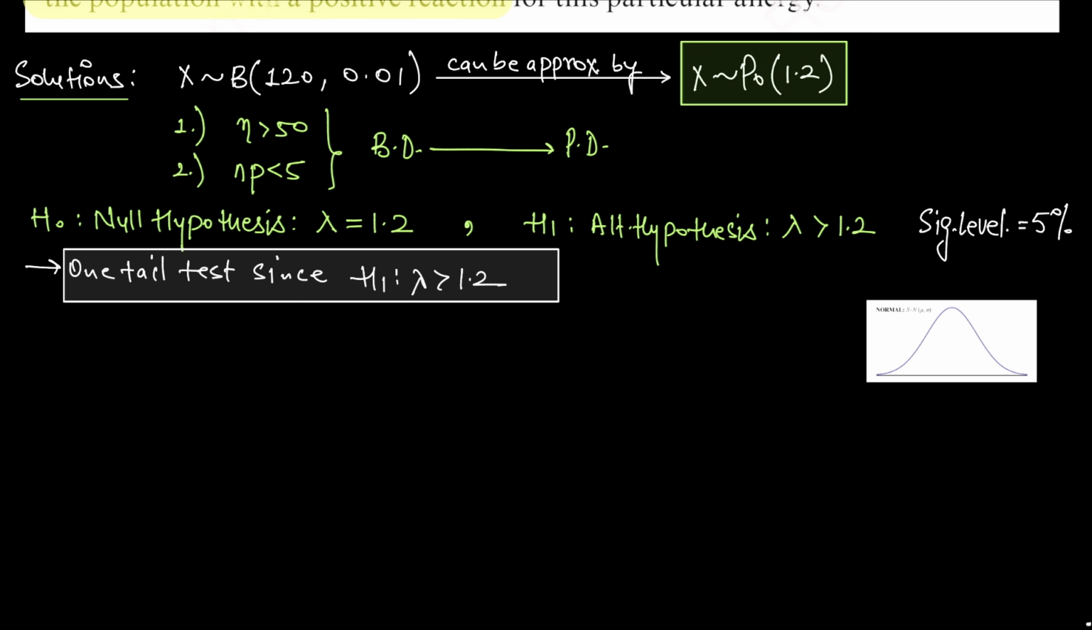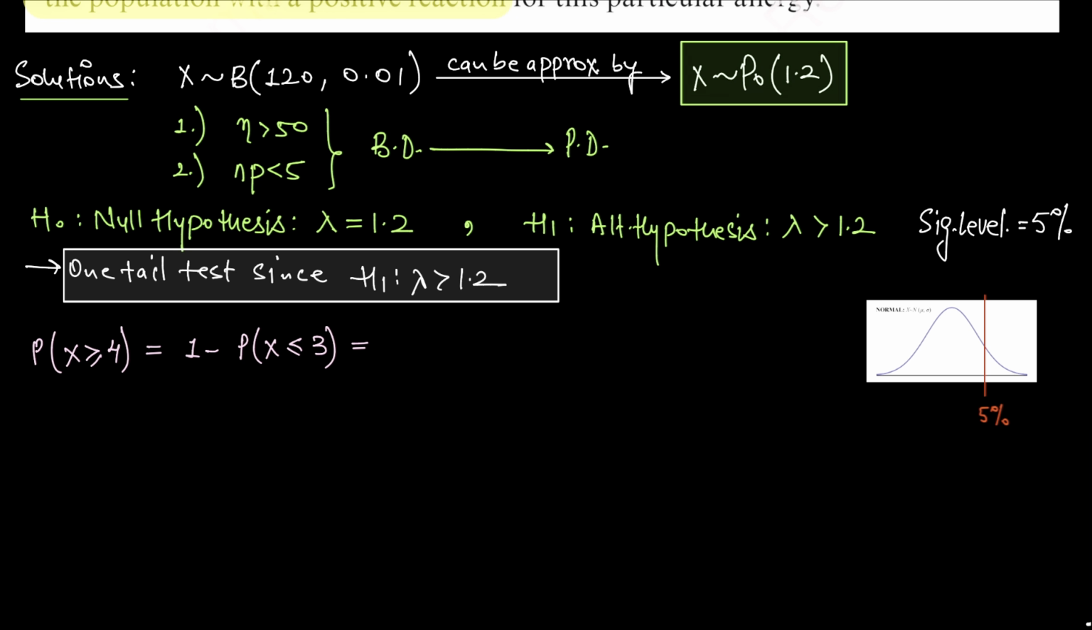Okay, so in this curve we are going to have one tail test. The one tail test will be taken from the right hand side with significance level as 5%. Right there on the screen I have mentioned that. So let's proceed further. We need to calculate the probability of X greater than or equal to 4. We can calculate it as 1 minus the probability of X less than or equal to 3.